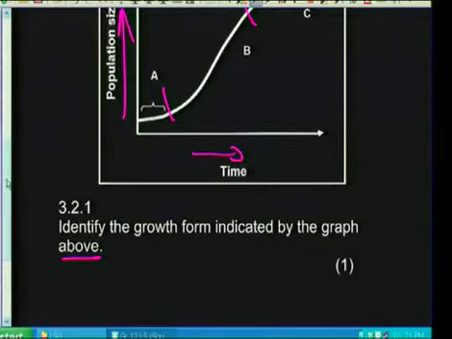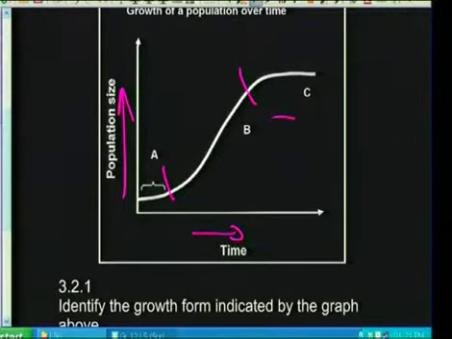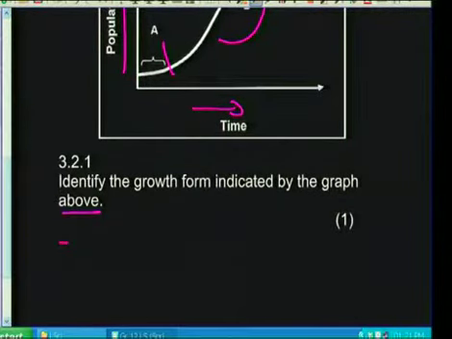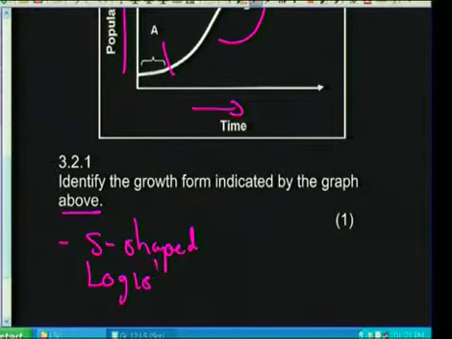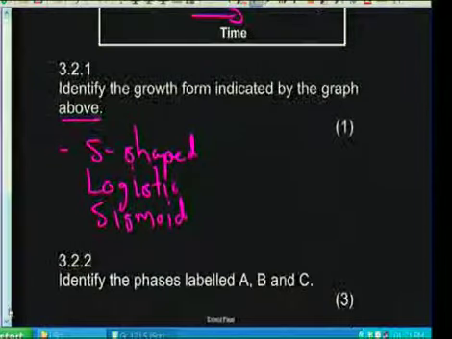And guys, if we look at this here, this is an S-shaped curve, and hence we can call this the S-shaped growth curve. You would be marked correct for S-shaped, or some of us could have said it's the logistic growth curve, and you would get your marks for that. You could even say it's a sigmoid growth curve. Okay, let's look at the next question.